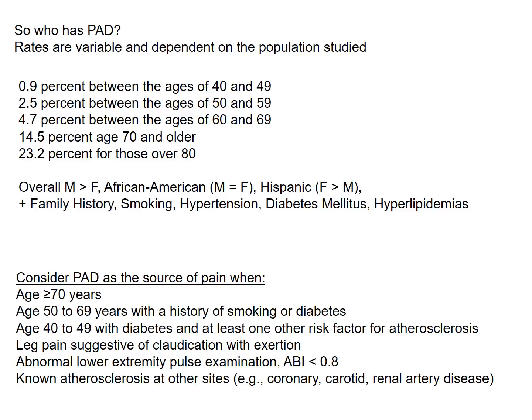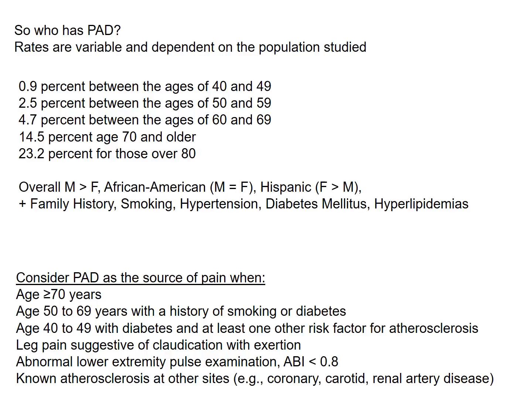Family history, smoking, hypertension, diabetes, hyperlipidemia. It's kind of like the same risk factors for coronary artery disease, right? Look at atherosclerotic disease in the periphery versus atherosclerotic disease in the coronary arteries, and those risk factors are going to be the same, right?